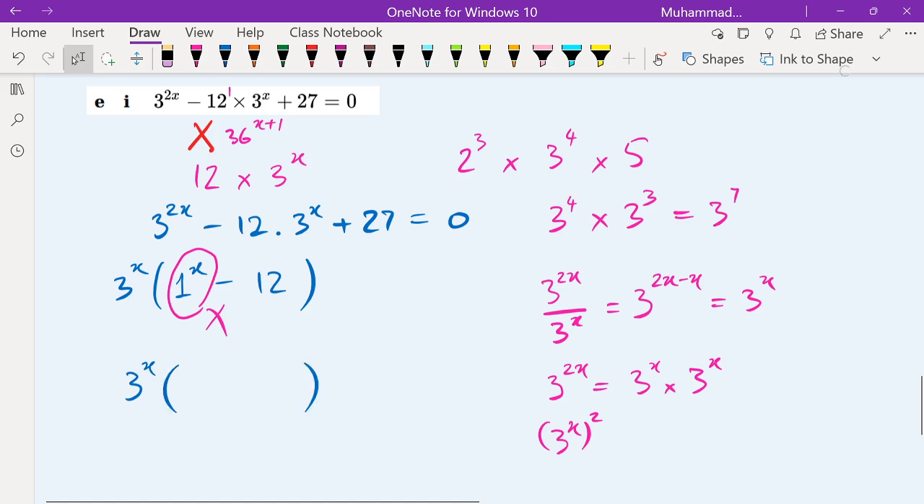Okay, so anyhow, you were telling me that you took it common out. Now you decided that it will be 3 to the power x, and minus 12, definitely plus 27 equals 0. Now what do you think we should do next?